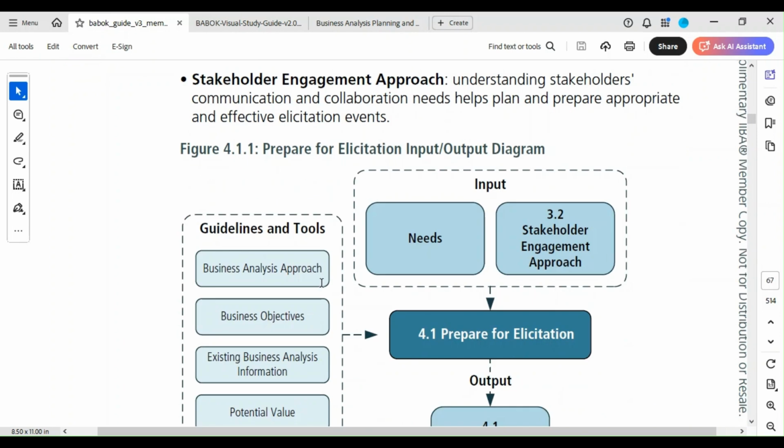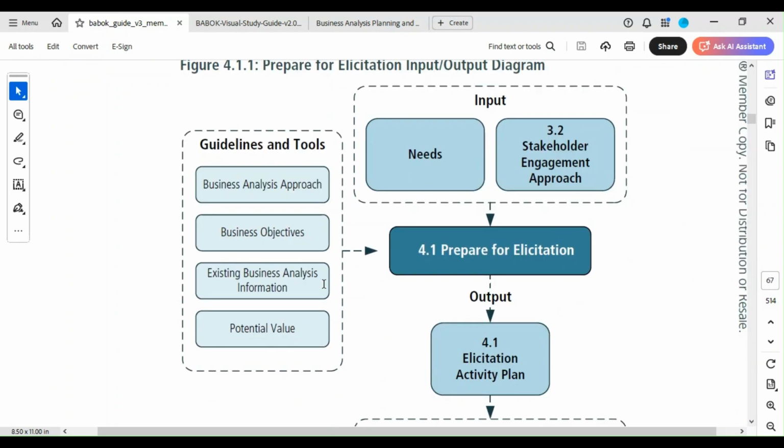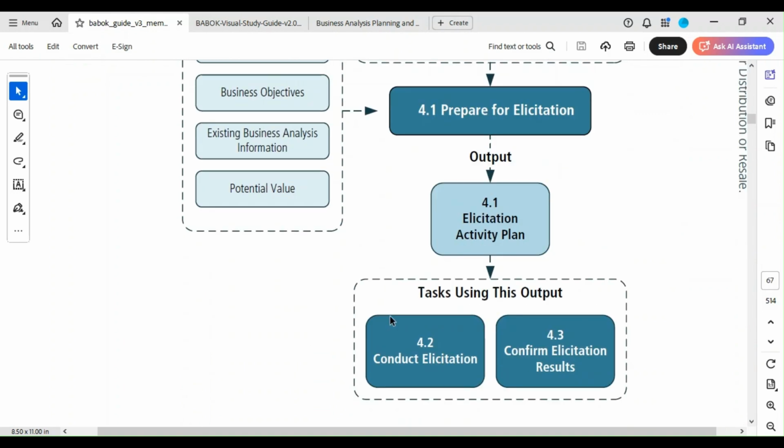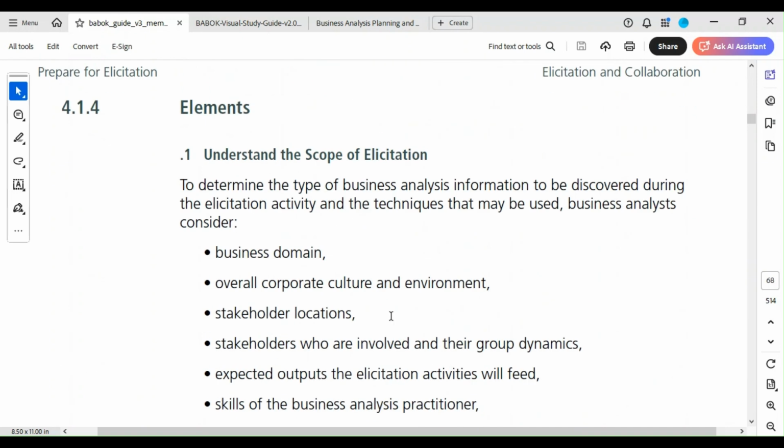So, prepare for elicitation input-output diagram. For your input, you should have the needs and the stakeholder engagement approach. Then for your guidelines and tools, the business analysis approach will guide you, business objectives will guide you, as well as existing business analysis information and potential value. So what value are you looking at getting at the end of the day? Now, prepare for elicitation, and the output will be the elicitation activity plan. Then the tasks using this output will be conduct elicitation and confirm elicitation results.